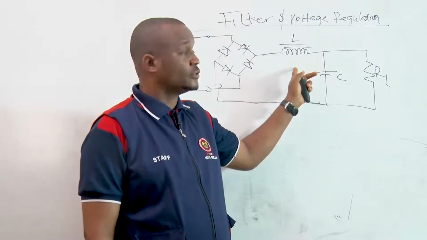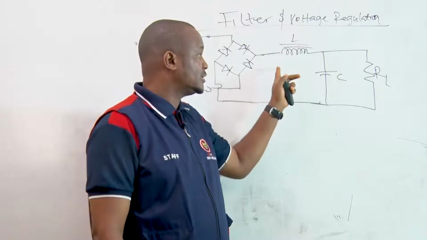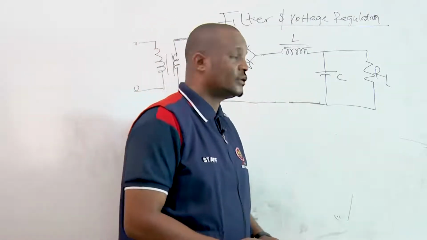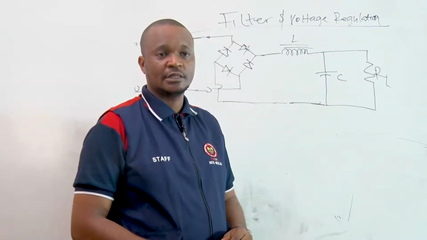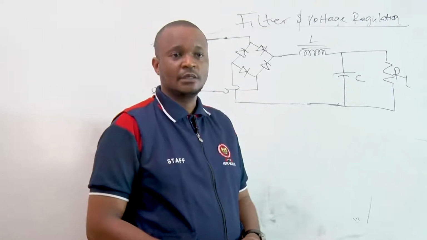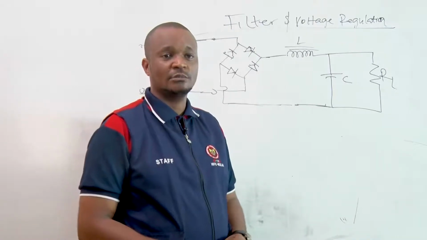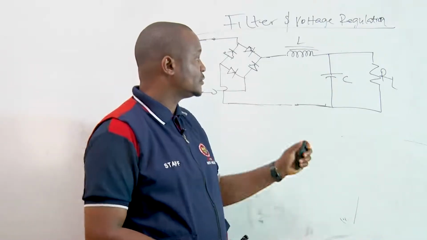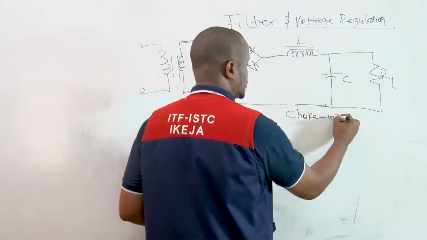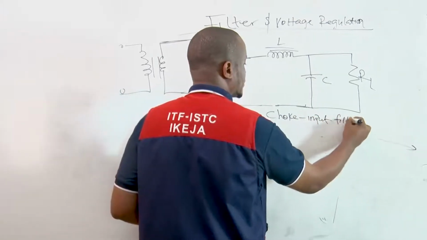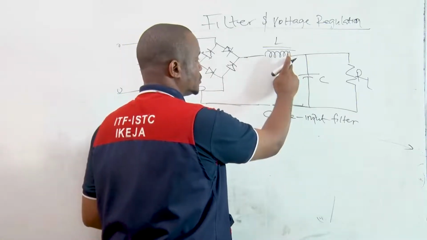Another name for this is called the choke input filter. So this is the choke input filter. And this choke input filter will give us a higher voltage and current at our load. Okay? Now, the output of this filter is better than the previous ones that we have mentioned in the past. So another name for this, like I said, is the choke input filter. So one can call the inductor the choke, because that is the input to it.